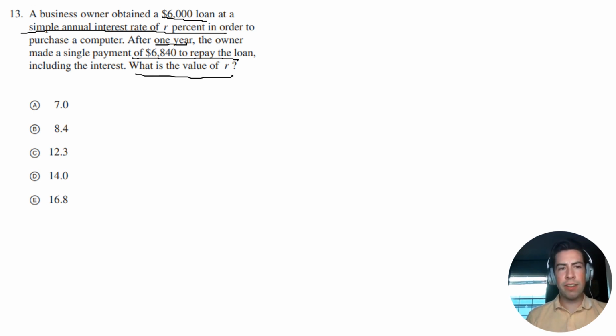Now, some of you might be freaking out, like, what the heck is interest? I don't know the formula for this. There's money involved. I don't know what's going on. But let's just think about this logically, okay?